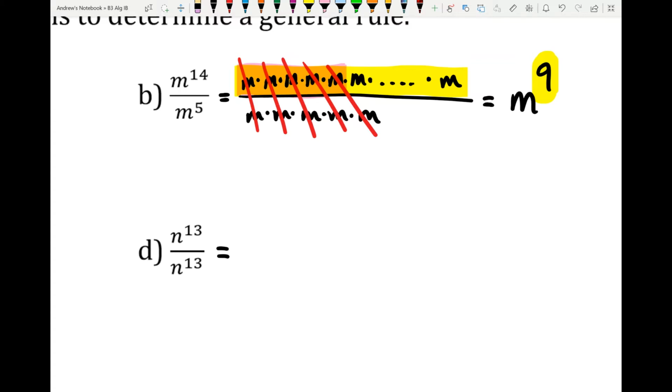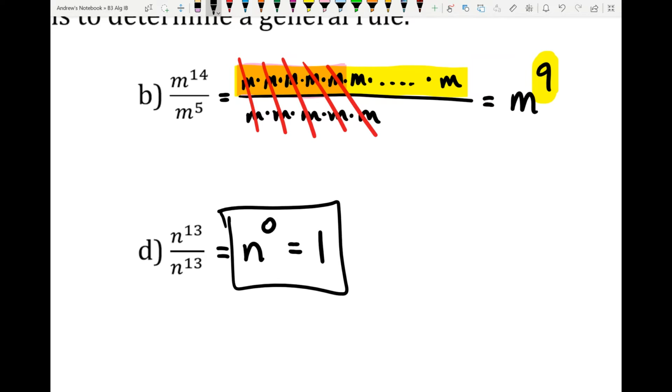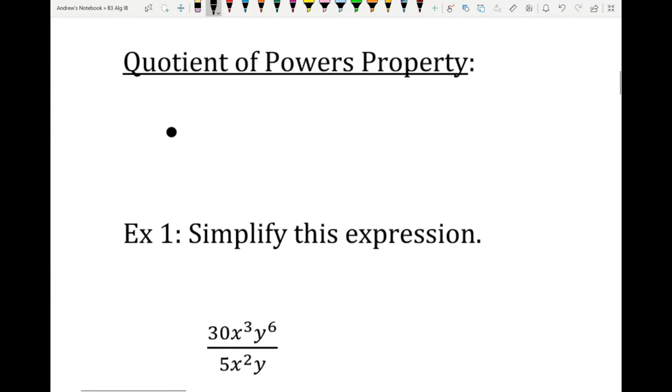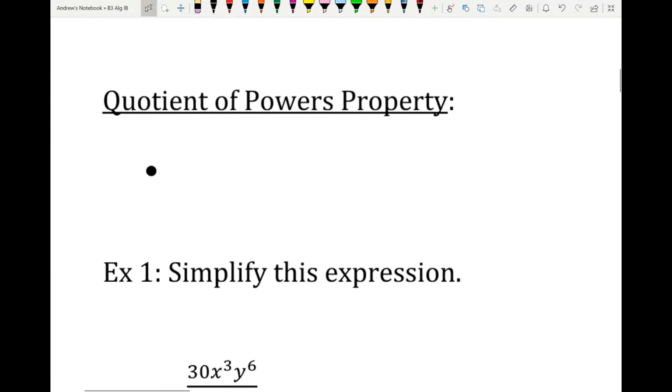If I have something divided by itself, like 4 divided by 4, that equals 1. If I have 17 divided by 17, it equals 1. So when we get n to the 0 here, that's also going to be equal to 1 because it's something divided by itself. This is one of the properties that we're going to list out more formally a little later, but just something to plant in your head real quick. For right now, our quotient of powers property is what we're focused on.